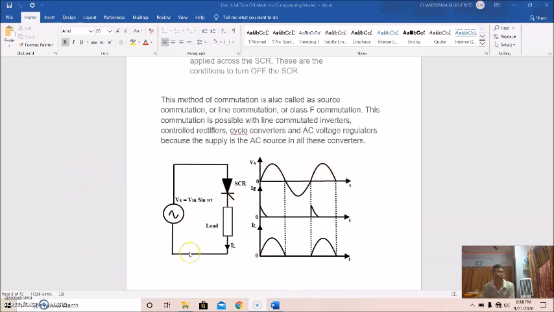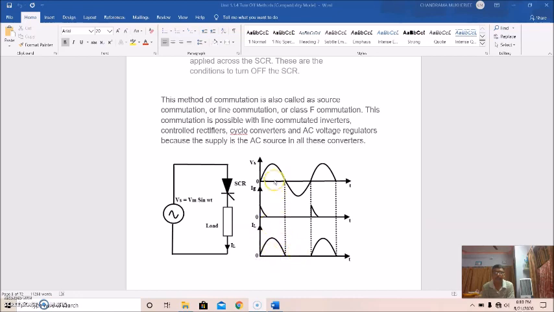You are seeing this circuit. Here an AC source is applied, and this is the thyristor, and this is the load. Now, if you apply a gate signal to the AC voltage source, the thyristor will turn on, and this is the load current.